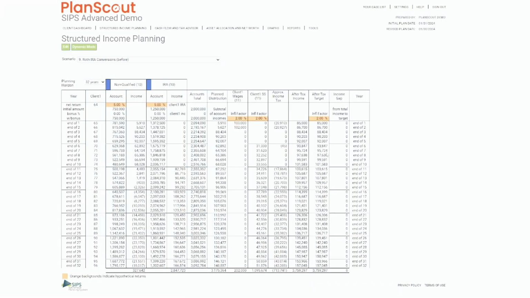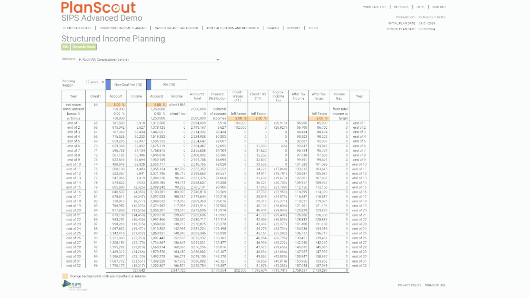So let's get started. Here we have our sample client, and let's see whether this client might be a good candidate for a Roth conversion. We're going to check a couple of different things. First, do they have a large amount of IRA assets? For this client, they have $1.25 million in their IRA, so I would say yes, they've got quite a large amount of their savings in their IRA.